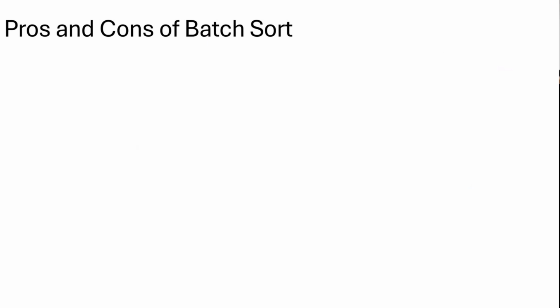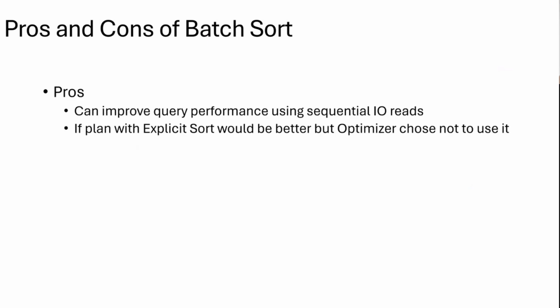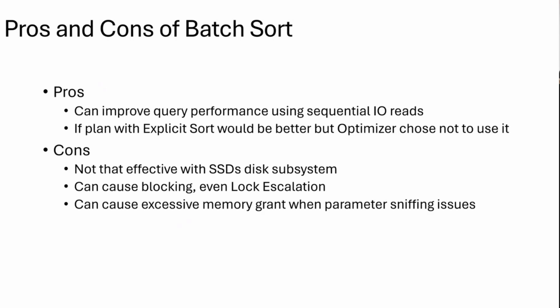So what are the pros and cons of the batch sort operator? Pros: this can improve query performance using sequential IO reads in the clustering index. If planned with an explicit sort, it would be better, but the optimizer chose not to use it. Cons: not that effective with an SSD disk subsystem. The query optimizer is not disk subsystem aware, so it doesn't know if we are using spinning disks or SSDs, but it assumes that we are still using spinning disks. So that's the reason it might not be that effective with SSDs, and can cause blocking or even lock escalation.